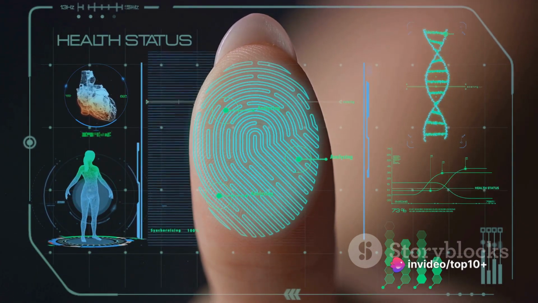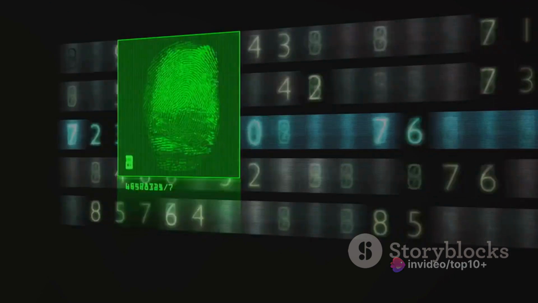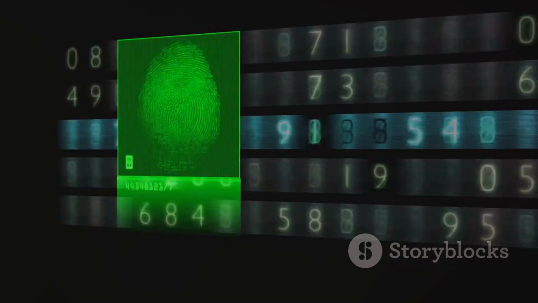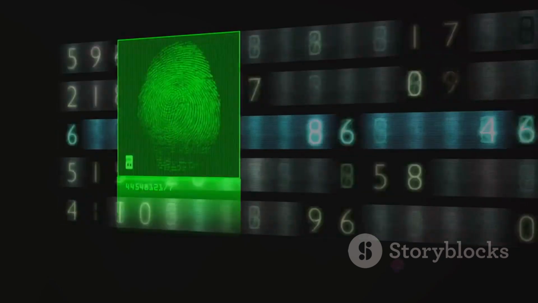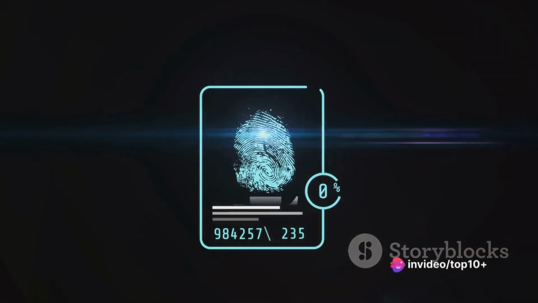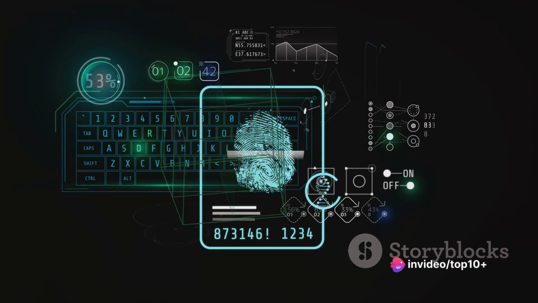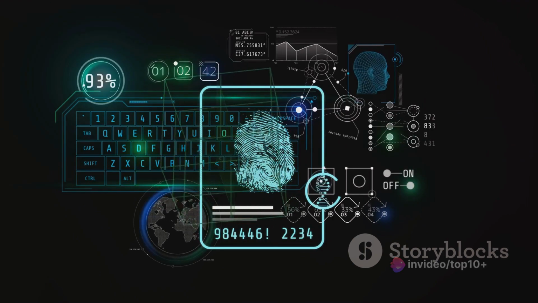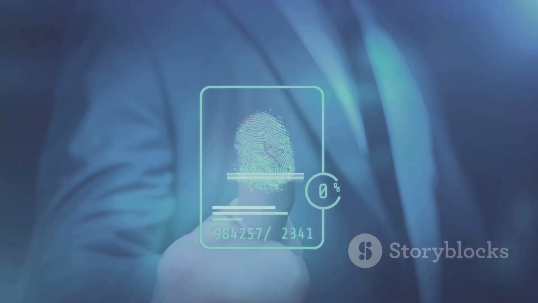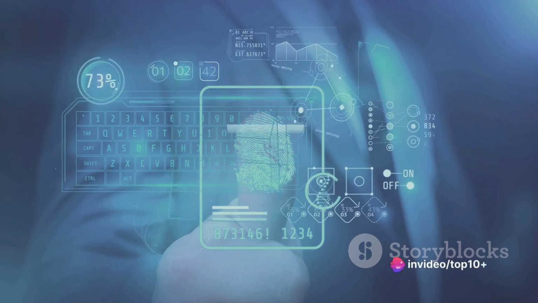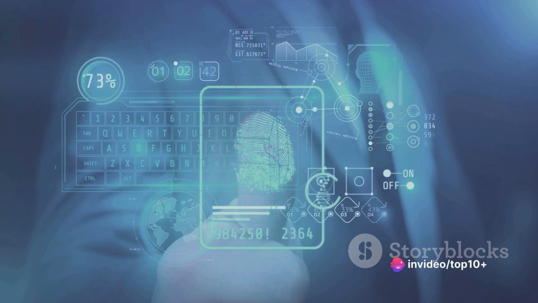Now, on to matching. The software compares the newly captured fingerprint data with the pre-existing data. This involves complex algorithms that calculate the degree of similarity between the two sets of data. If the match is above a certain threshold, it's a match. You're granted access. Last but not least, decision-making. The software decides whether the fingerprint is a match or not and sends a signal to grant or deny access.